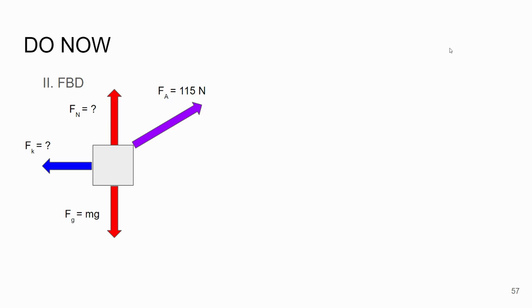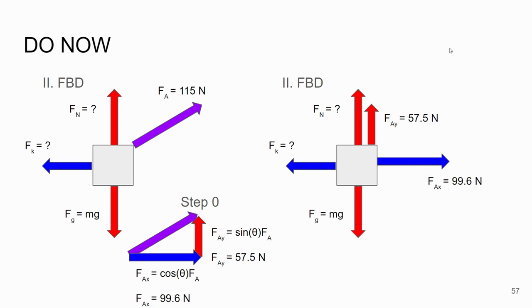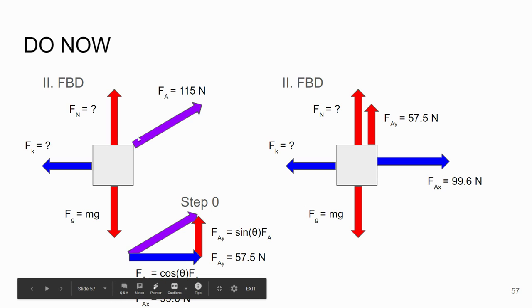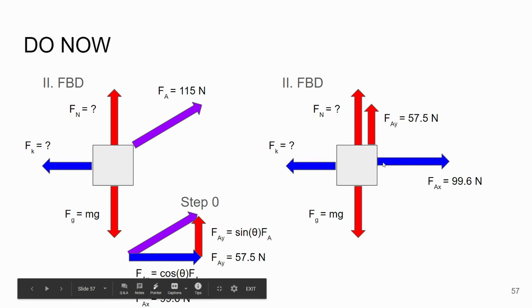So, in this case, you would take that ugly vector, take it aside, do a step 0, find the components, find out how much of f sub a is in the x direction, how much of it is in the y direction, and then you go back and you redraw your free body diagram, but this time with only pretty vectors. So the difference between this guy on the right and this guy on the left is the purple guy is now gone, and instead of that ugly purple guy, I've replaced it with its pretty components. So I have f sub a x going this way, and I have f sub a y going this way.